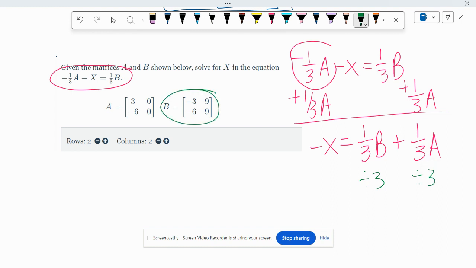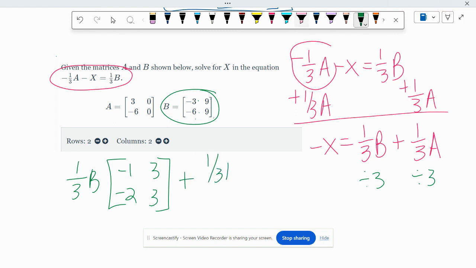So I'm going to take my B matrix and divide every single term in there by 3. So 1/3 of the B equals, well, negative 3 divided by 3 is negative 1. Negative 6 divided by 3 is negative 2. 9 divided by 3 is 3. 9 divided by 3 is 3. So this is the 1/3 B, plus I need to do 1/3 of the A matrix.